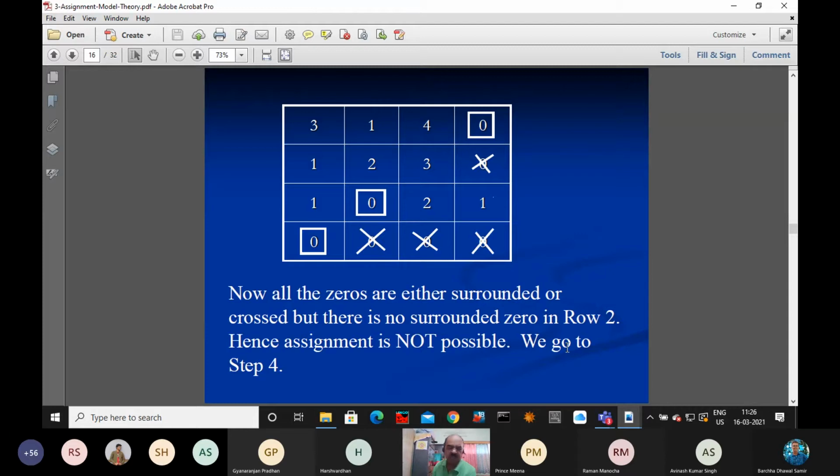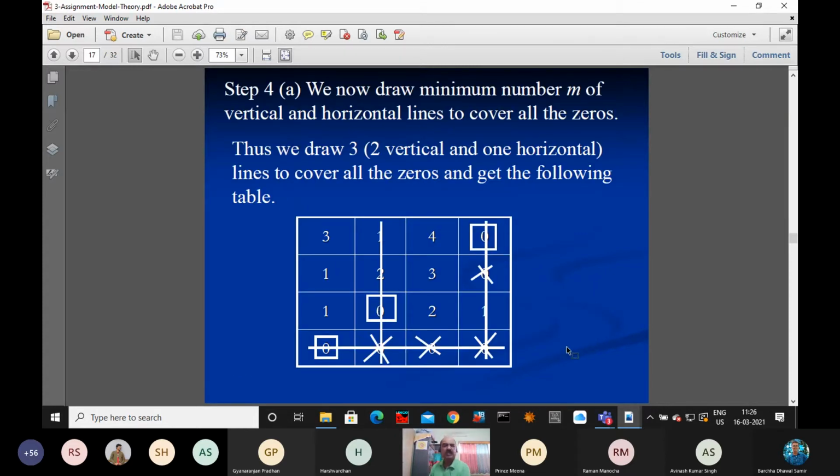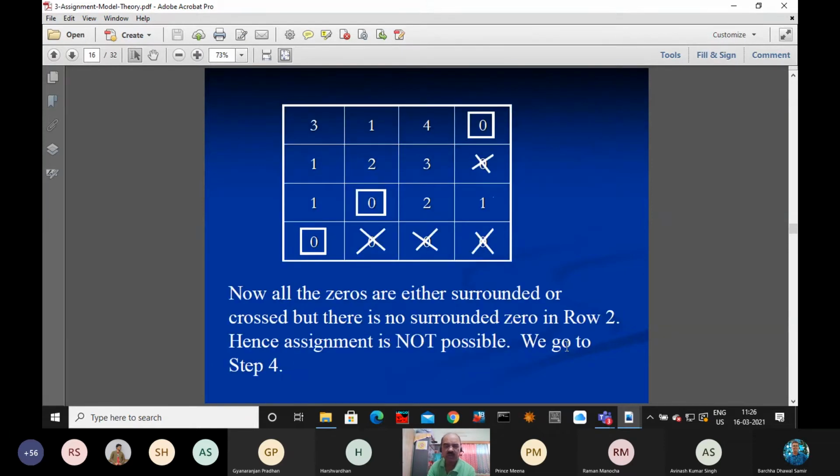So if this is the case, we move to step 4. What does step 4 say? Step 4: we now draw the minimum number of vertical and horizontal lines to cover all the zeros. So we would like to draw the minimum number of vertical and horizontal lines to cover all the zeros. There are several zeros.